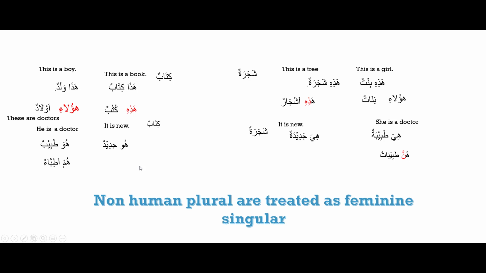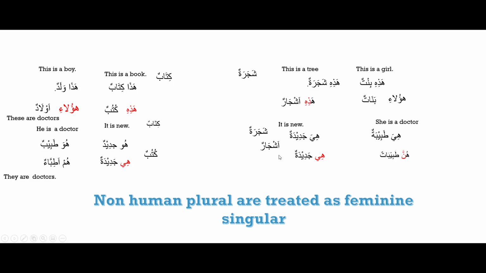Okay. Please don't worry if this information seems like a lot to you. I will be repeating it again later on. I mean, in most of the lessons, I'm going to repeat this information. So we have changed the pronoun, so they are doctors. But here, if we change kitabun to kutubun, what are we going to give? Hiya jadidatun. See, we did not use hum here. We are using hiya, this singular form, because of this rule. Likewise, same thing here. Ashjarun hiya jadidatun. Okay, so this is how this rule applies.